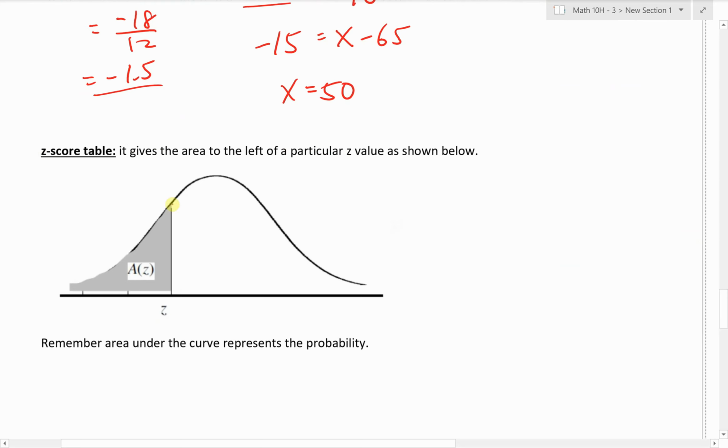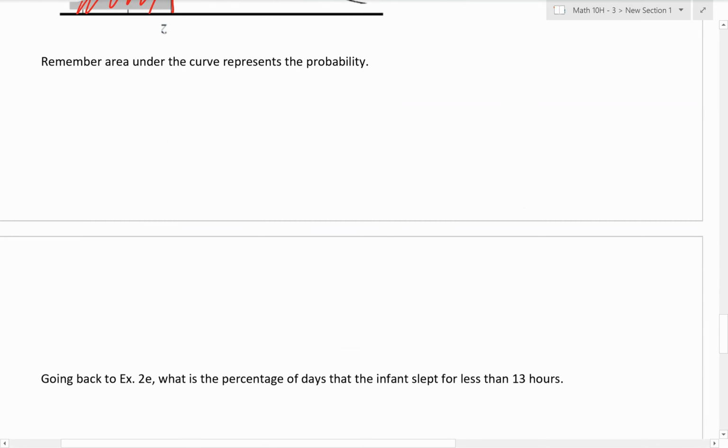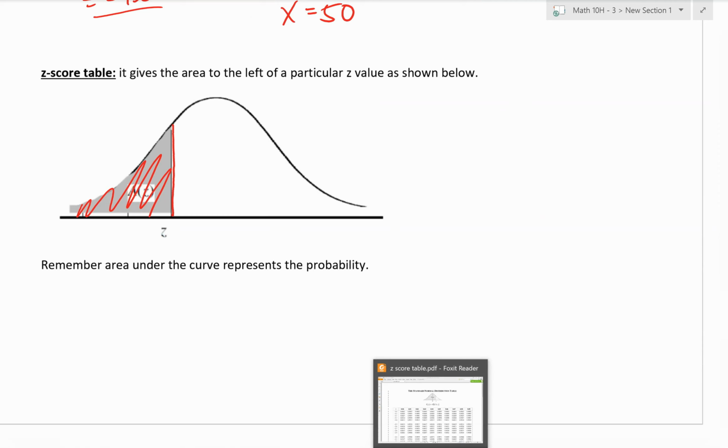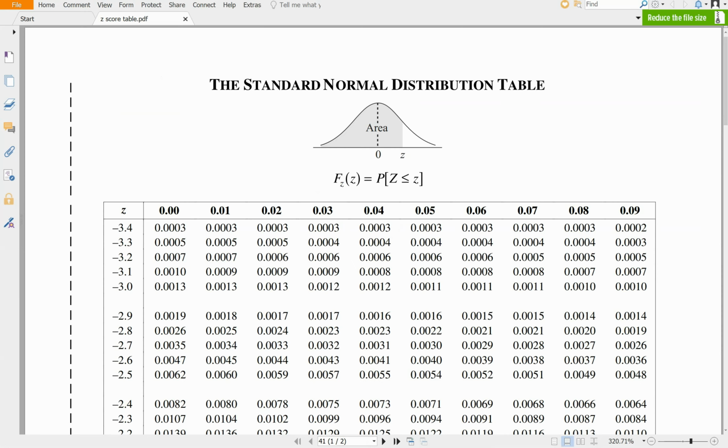Okay, so if we know the Z-score here, then we can figure out this area, which is the probability. Here it says, remember the area under the curve represents the probability. Now I'm going to show you how the Z-score table works. I believe this is also on Teams, so please download it.